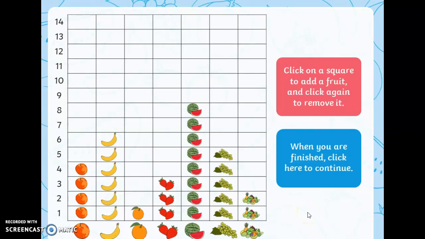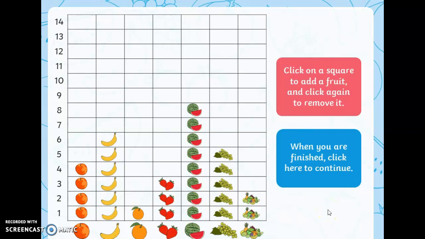Which one is the least popular fruit? The least popular. The orange. The orange is the least popular. Only 1 person likes it. It is the least popular fruit in the class.